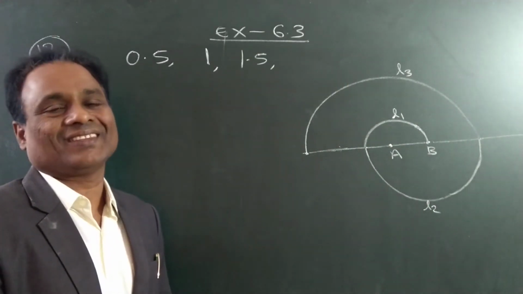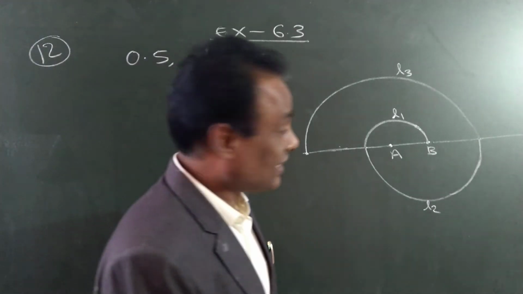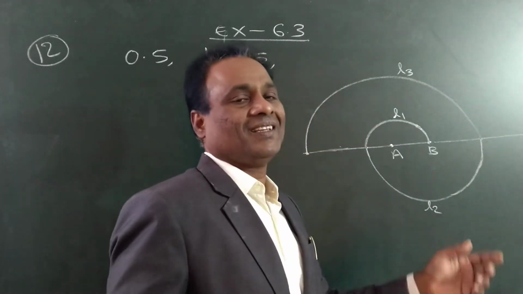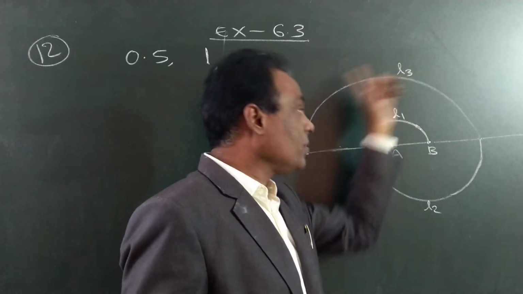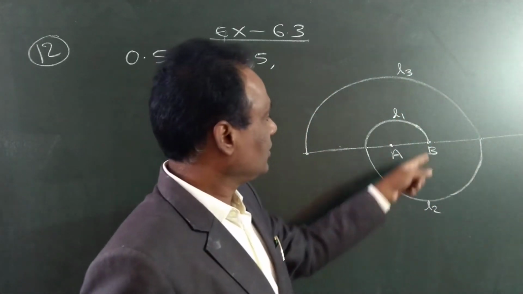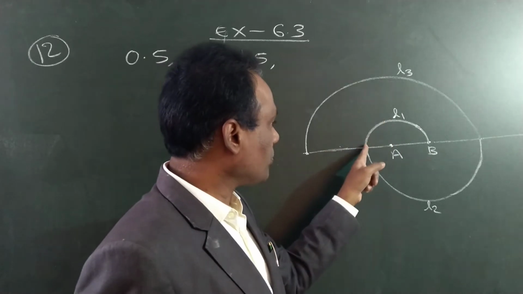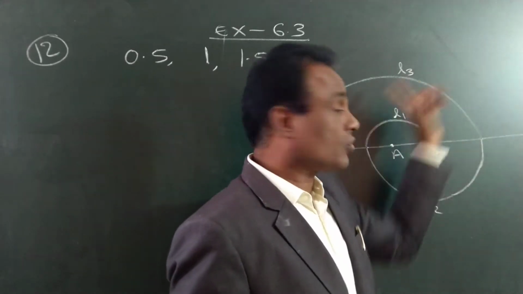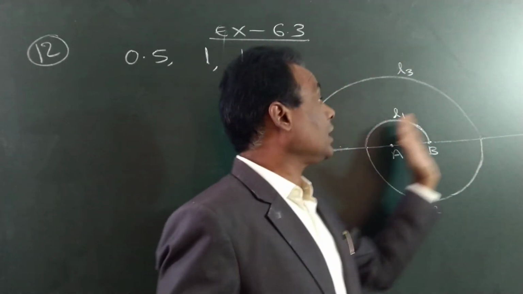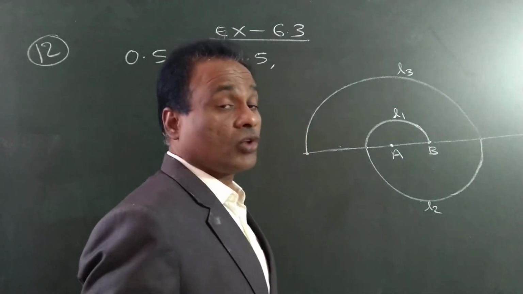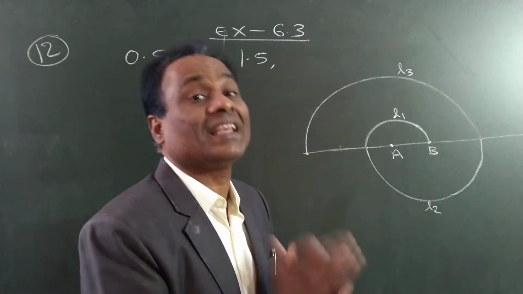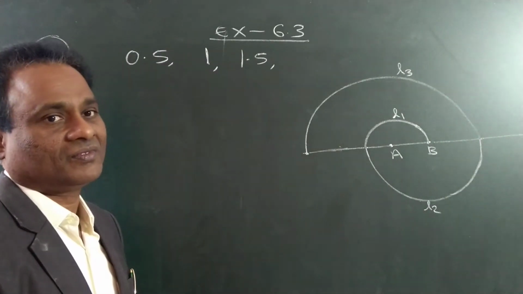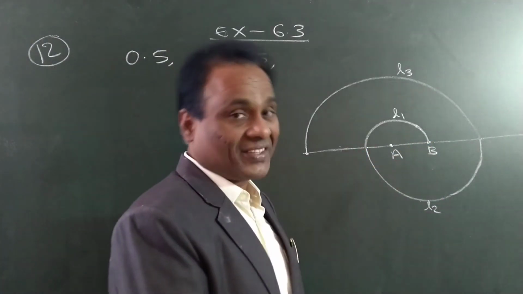Now the question is, how much wire is required to make this spiral? From here it is started. So wire we are using up to here, again up to here, again up to here, and it will be continued like this. 13 semicircles we are preparing. So how much wire is required? That is the question.